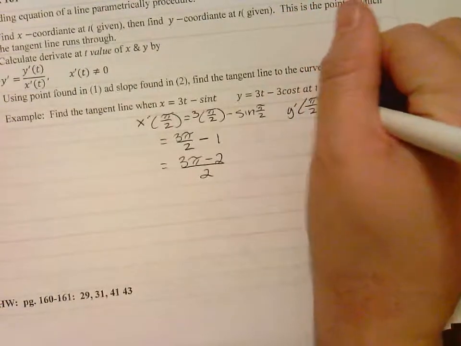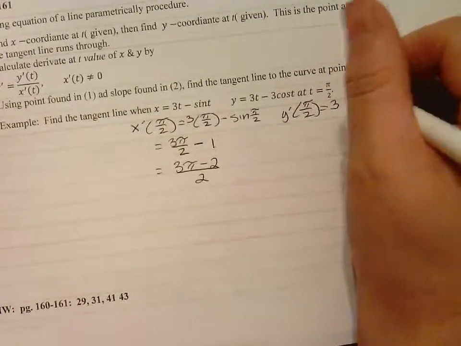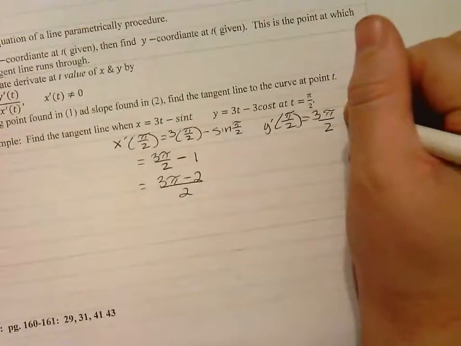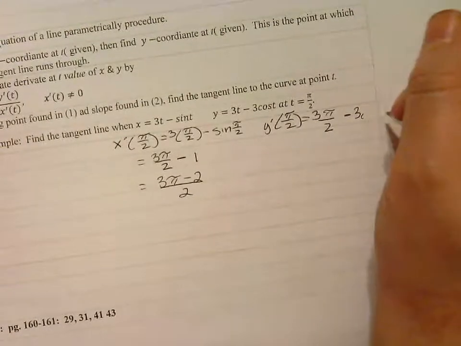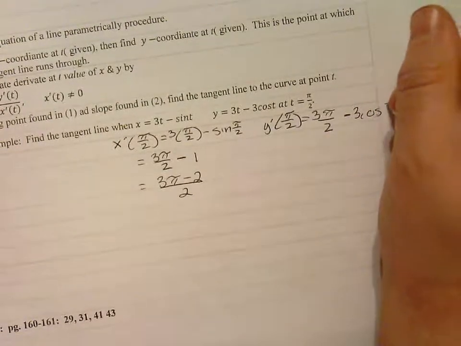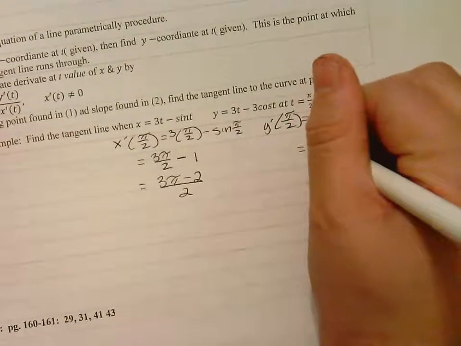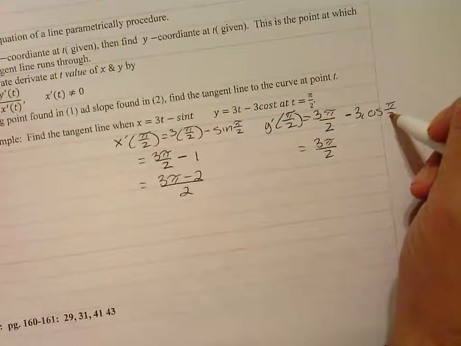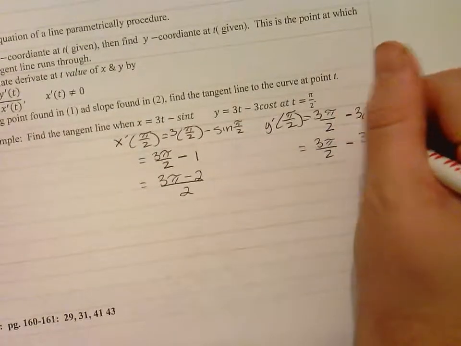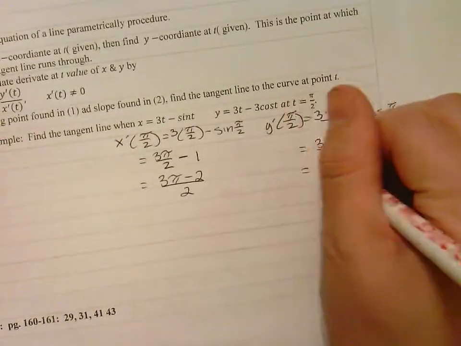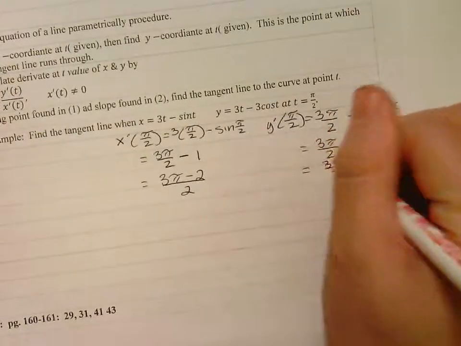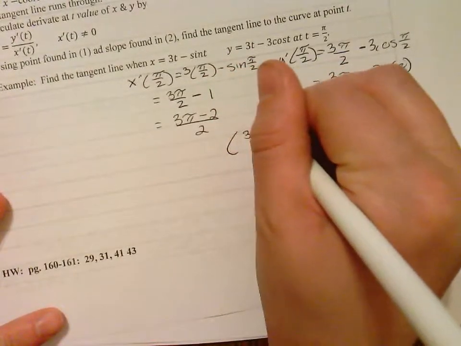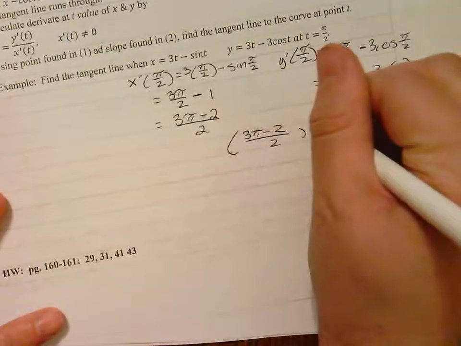Now y of pi over 2 is going to be 3 times pi over 2 minus 3 cosine of pi over 2. So you get 3 pi over 2. Cosine of pi over 2 is 0. So 3 pi over 2. So your point is going to be (3 pi minus 2) over 2 and 3 pi over 2.